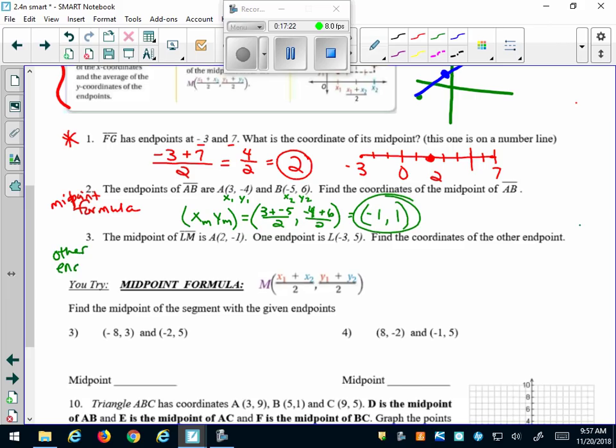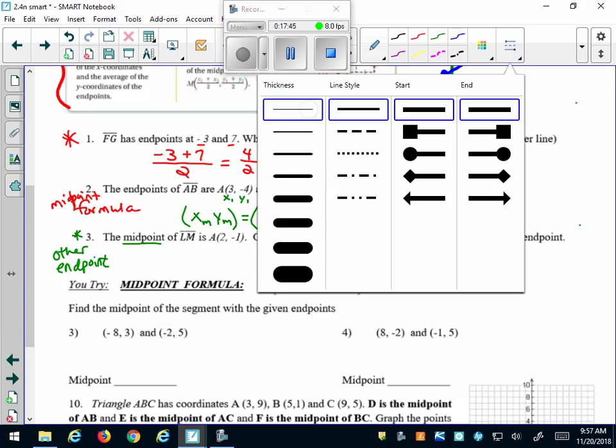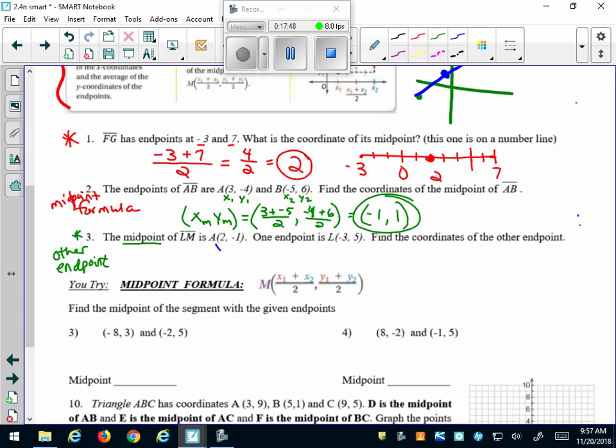Number 3 is asking you not to find the midpoint, but to find the other endpoint. This one's a little bit different. There's a couple ways of doing it. So they're telling you the midpoint is 2, -1. So this is xm, ym. This is the midpoint. One endpoint is x1, y1. Find the other endpoint. So this is a little different.